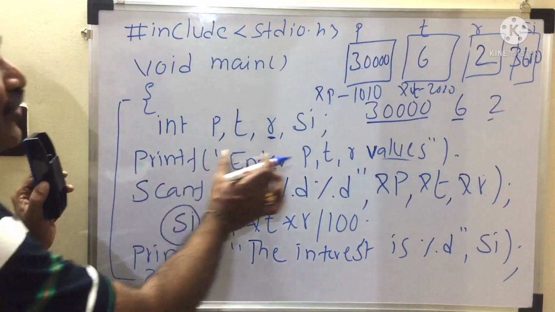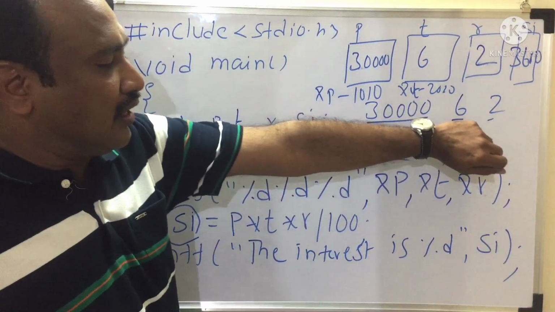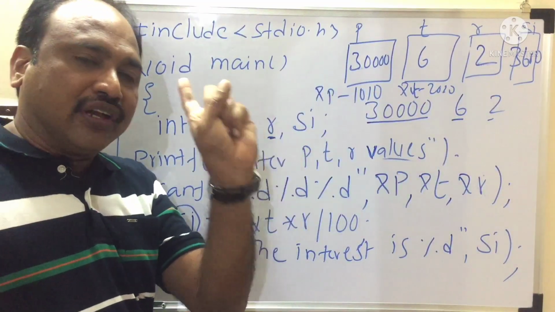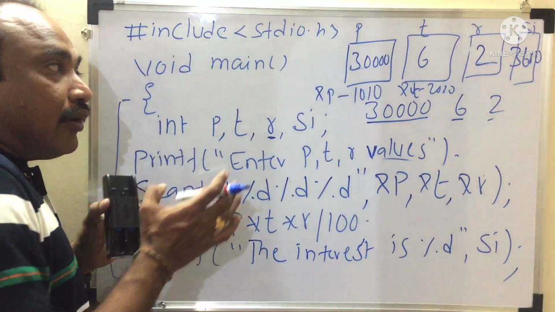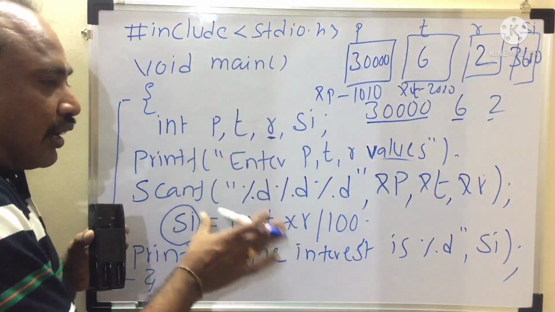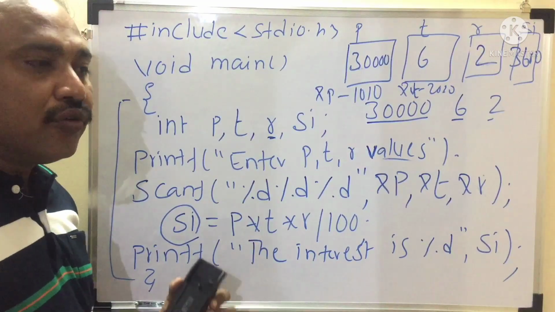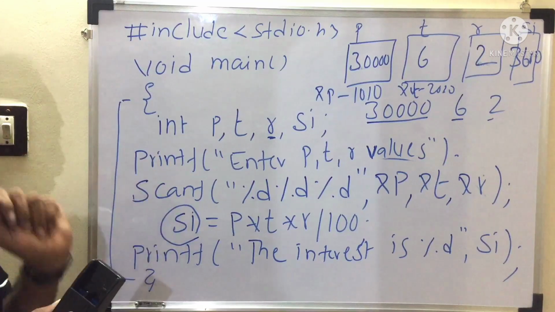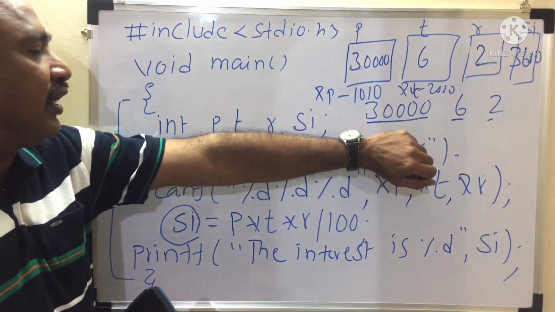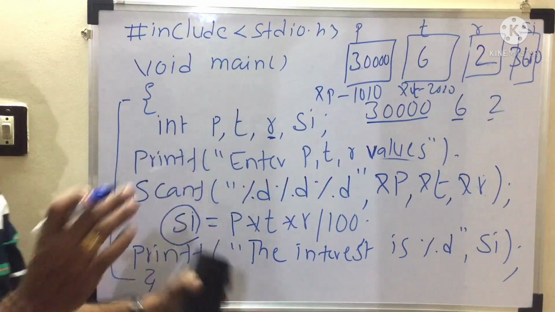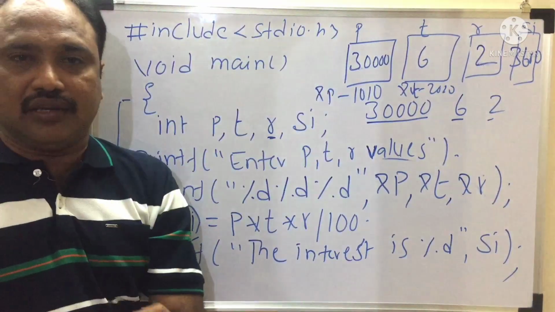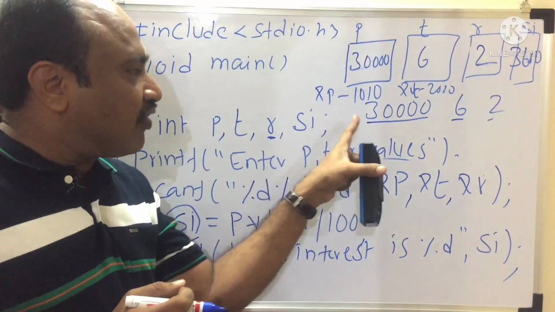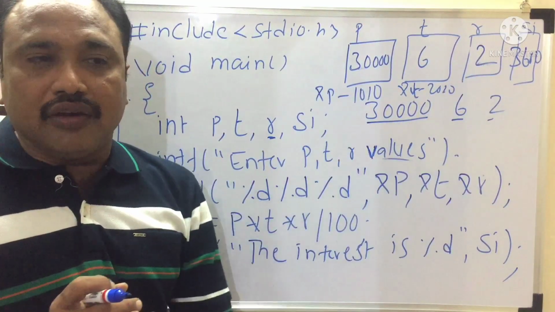Okay, sir, why do you have to write printf enter PTR values here? If you don't write it, what will happen? In the previous video I clearly explained: whatever program code you write, why do you write program code? To develop an application. Whatever application we are developing should be user friendly. If you don't write enter PTR values and run this program, you will get a blank screen. Your cursor is just waiting, that means your program is waiting for you to provide the P value, T value, and R value.